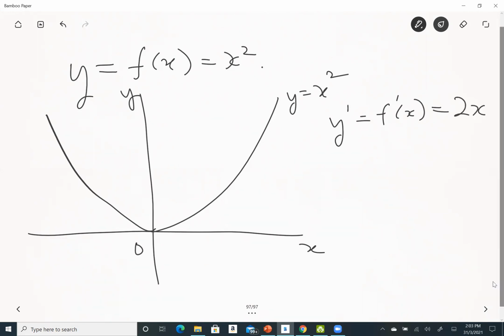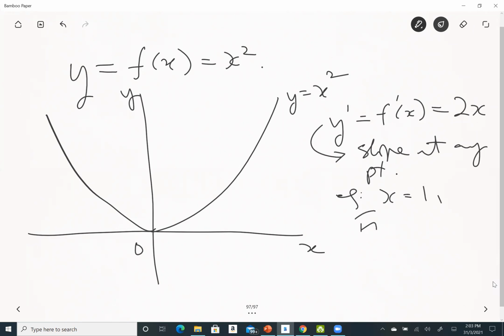So here, the derivative can give you the slope of the curve at any x, at any point. Example, let's say at x equals 1. What is the slope? In order to find the slope, I use the derivative. So y prime equals 2 times 1, that is 2. So the slope at x equals 1 is 2.